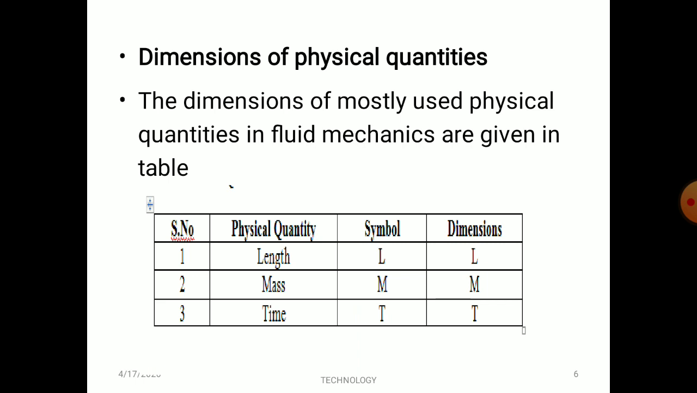So the first physical quantity is length. It is represented by capital letter L and the dimension is capital letter L. Then mass, it is represented by symbol M, and the dimension is capital letter M. Then time, it is represented by symbol T and the dimension is capital letter T.